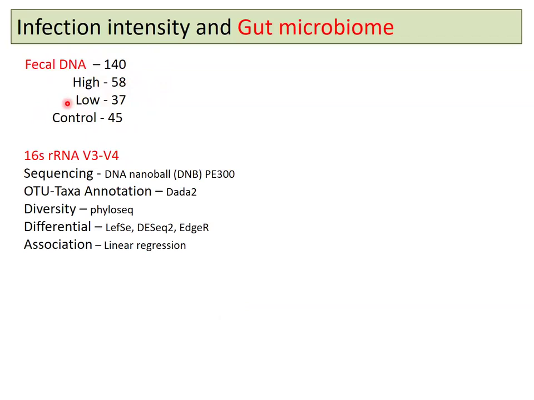And from this, we're able to obtain 300 base pair paired-end reads. We did OTU and taxa annotation using the DADA2 tool. We did diversity analysis, this is alpha and beta diversity, using the phyloseq tool. And then we also did differential abundance analysis using LEfSe, DESeq2, and also HR. Then eventually we also did some linear regression association analysis, as we'll see with the results.